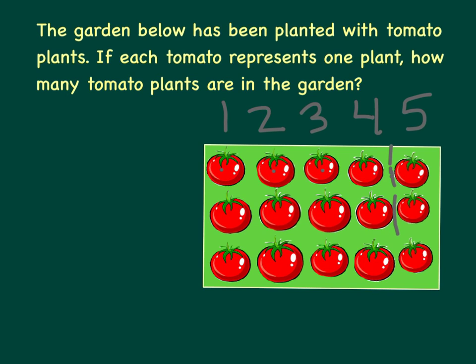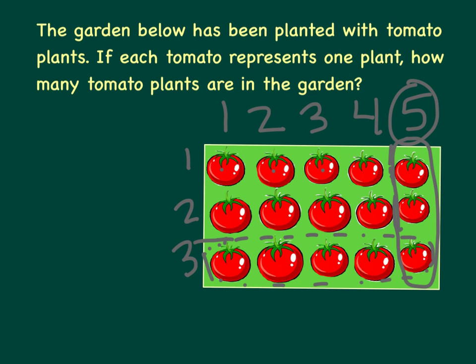We can call this a column of tomato plants. In each column, we have 1, 2, 3 plants. And we know this because we have 3 rows of 5. So either way, we multiply 5 times 3 equals 15, and that is how many tomato plants we have.